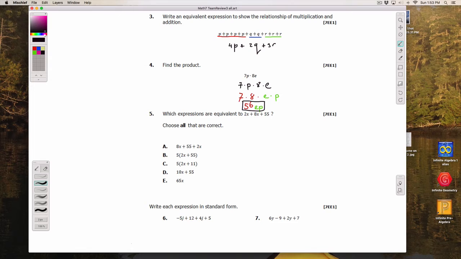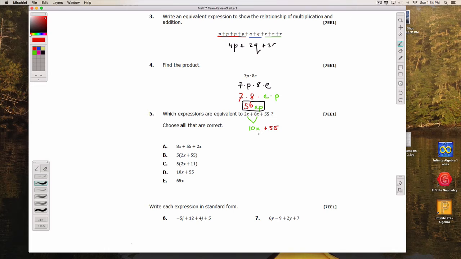Question 5. Which expressions are equivalent to 2x plus 8x plus 55? All right, well, first thing I can do is combine like terms. I'm using green for variables. So 2x and 8x, they have the same variable, meaning that they are like terms, so I can combine those. So that will be 10x. But this is a constant, I cannot combine it. I'll use red for my constant. So plus 55. So that's one way that I could write it.